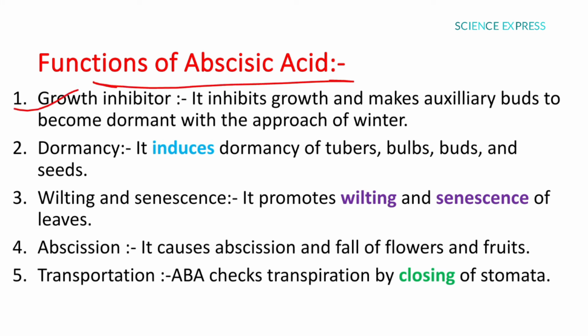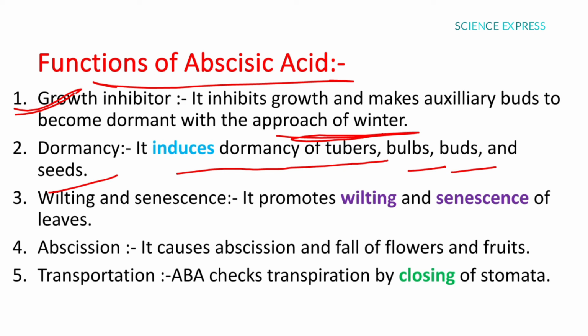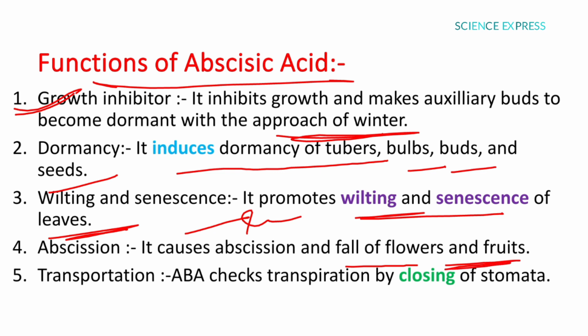Now here we discuss the functions of abscisic acid. First is growth inhibition. It inhibits growth and makes axillary buds become dormant with the approach of winter. Clear? Now dormancy: it induces dormancy of tuber, bulb, bud and seed. Wilting and senescence: it promotes wilting and senescence of leaves during dry conditions, when water is not properly available. Now abscission: it causes abscission and fall of flowers and fruits. Transpiration: abscisic acid checks transpiration by closing the stomata to prevent more water loss.